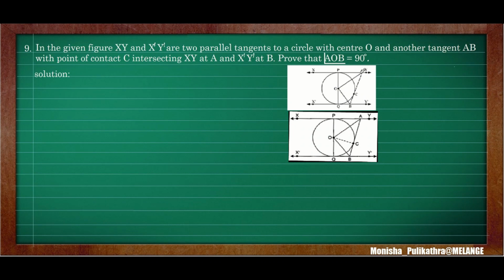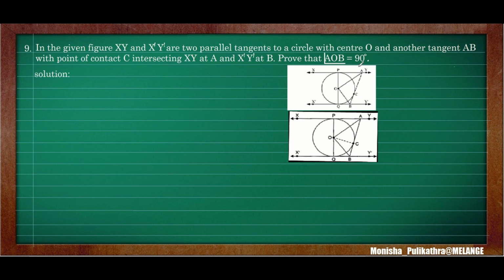You can see another tangent here. This is AB, so AB is a line. This is also a tangent drawn. AB is a tangent with the point C, where C is the point of contact, intersecting XY at A. So this AB tangent is intersecting XY at A and intersecting X dash Y dash at B. What we need to prove is this AOB. You can see the AOB triangle here.